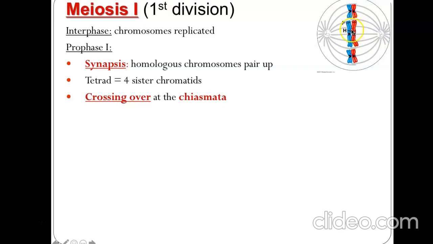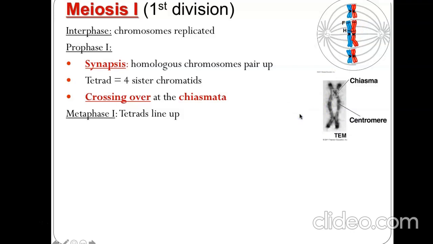The site of crossing over, where the chromosome broke off and reattached to the other chromosome, is called the chiasmata. So be sure to let me know if that confused you. After crossing over occurs, the tetrad, meaning the 4 sister chromatids, lines up on the metaphase plate just like before, and then pairs of homologous chromosomes separate.